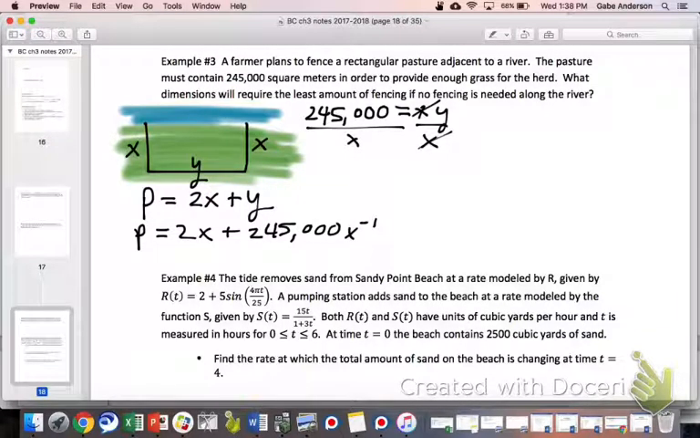Because of what we're about to do? Yeah? You don't have to do that, but it's a good way to do it. Because the very next thing we're going to do, now that we have this really nice, beautiful equation that's all set up for us, if we're going to try to find a max or a min, we need to find critical numbers, right? So P prime, or you could call it dP dx if you wanted to. P prime equals 2 minus 245,000 x to the negative 2. Set that equal to 0.